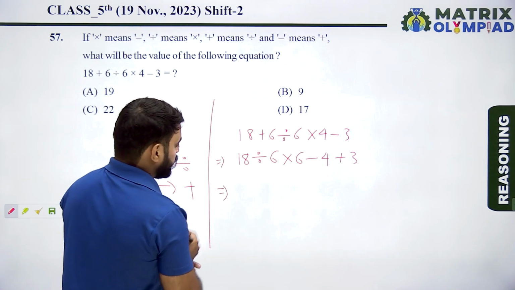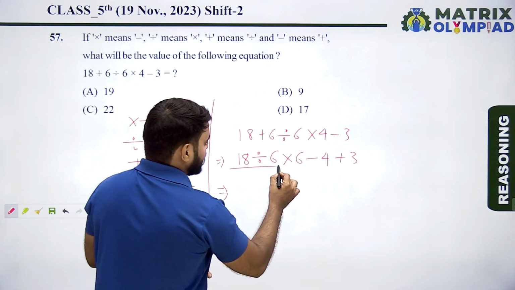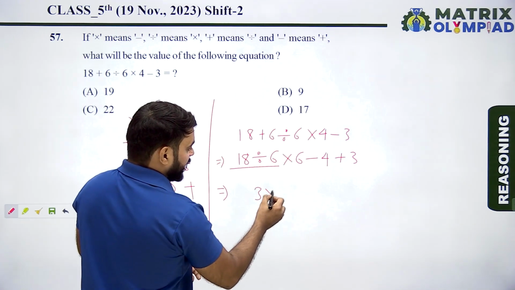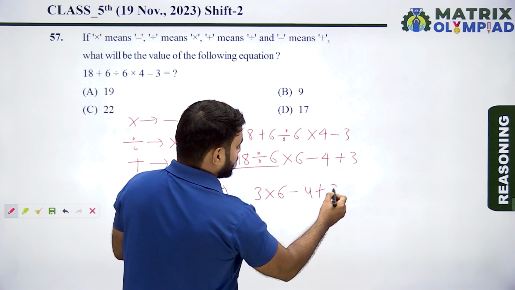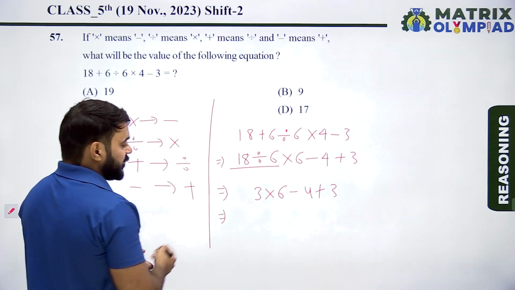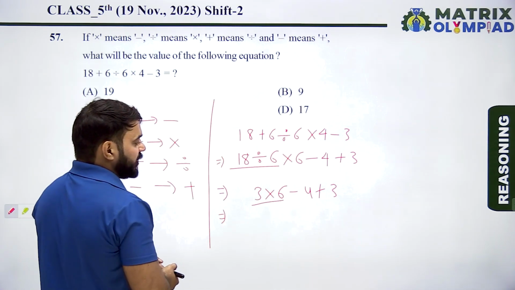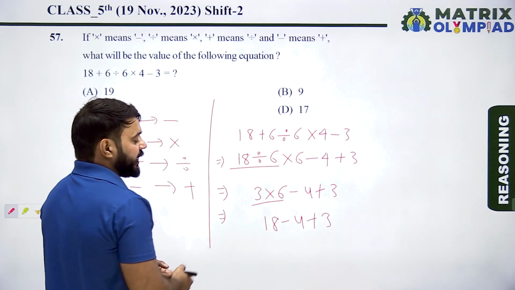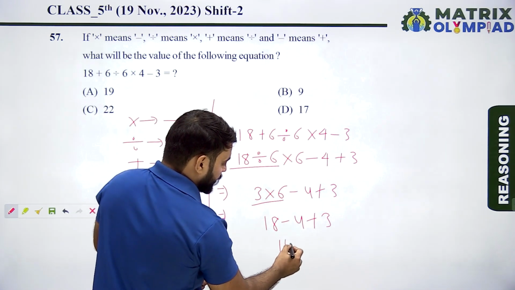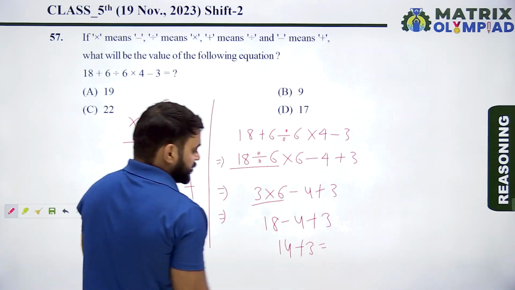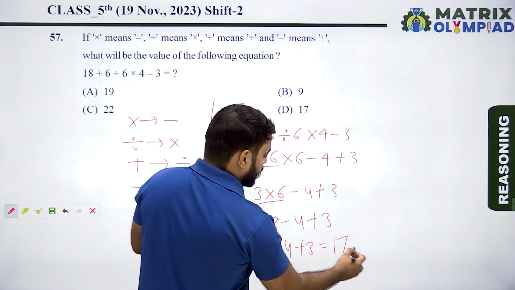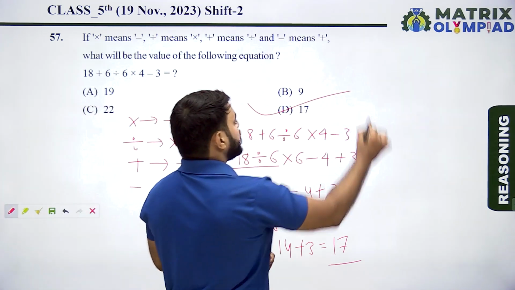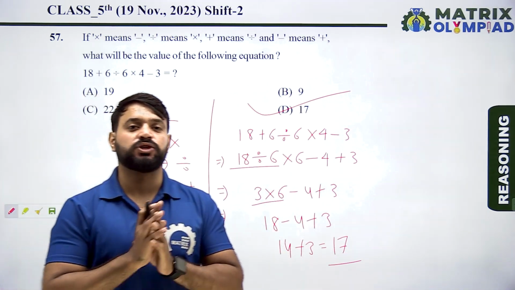Now using the BODMAS rule in this equation, first divide the numbers. So 18 divided by 6, it means 3. Multiply by 6 minus 4 plus 3. Now according to BODMAS, multiply the numbers. So 3 multiplied by 6, it means 18 minus 4 plus 3. 18 minus 4, it means 14 plus 3, it means 17. So the value of the given equation is 17. So here option D is the correct answer of this question.